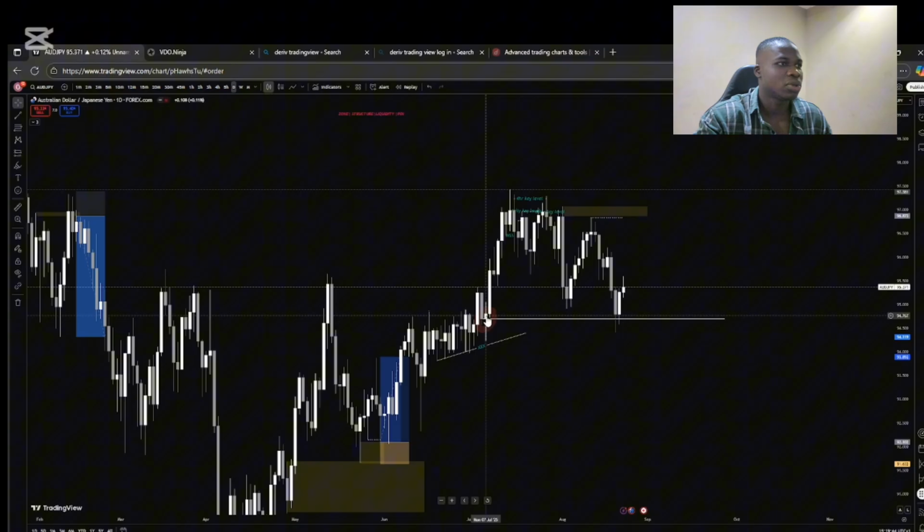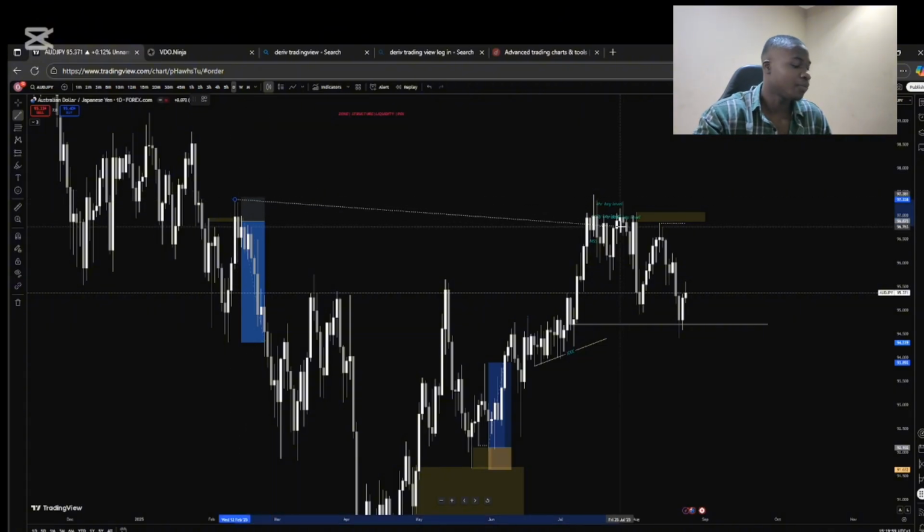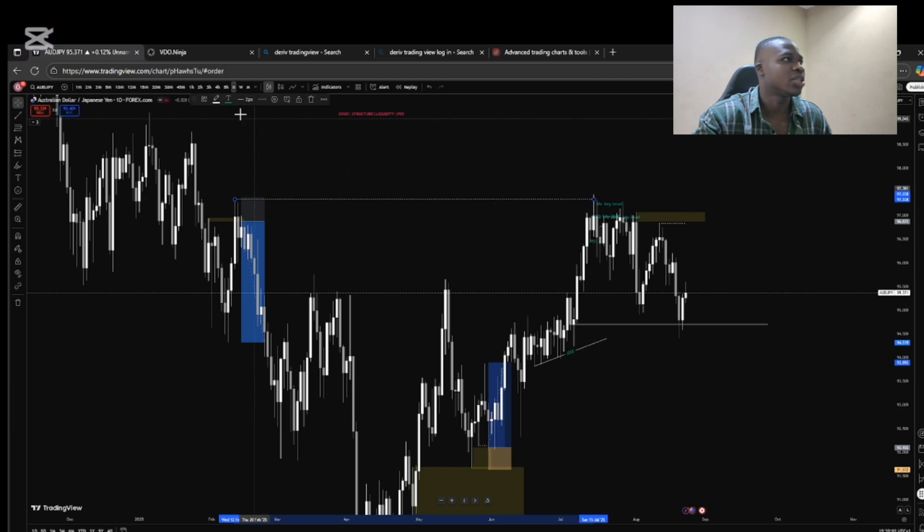Now, currently, this is it. You can see there's selling. ADJPY has been selling, but this is the reason why it's been selling. You can see that there's a sweep of this sell side liquidity right here, a sweep of this sell side liquidity.